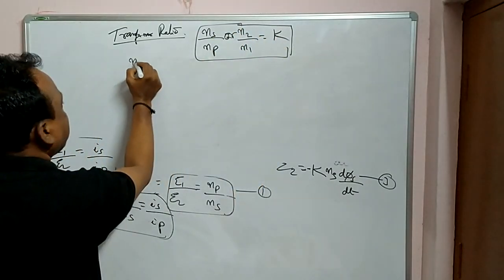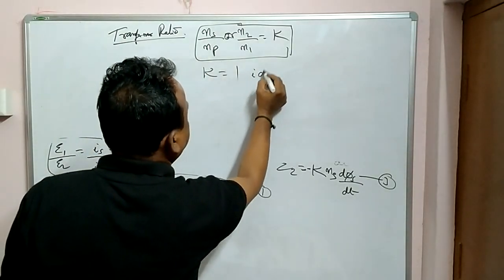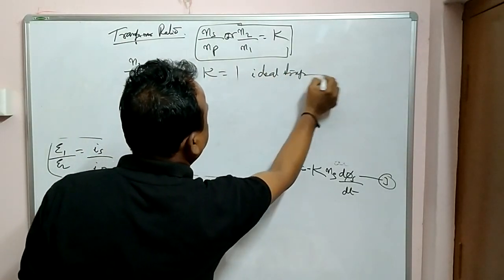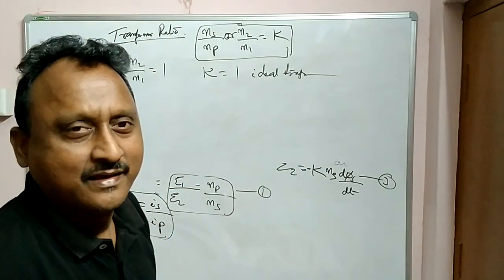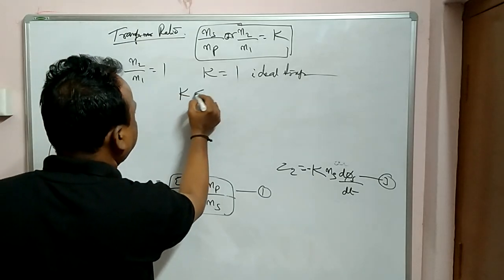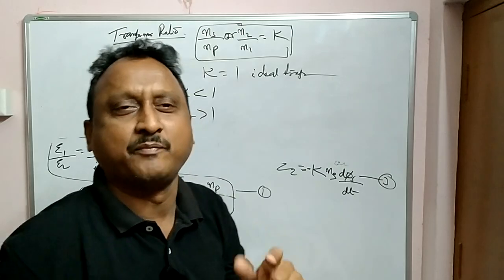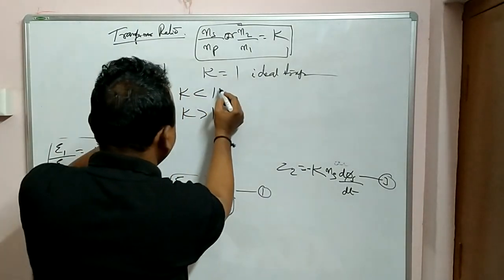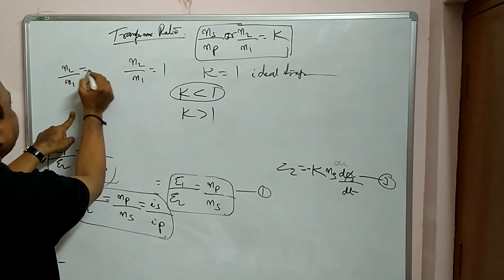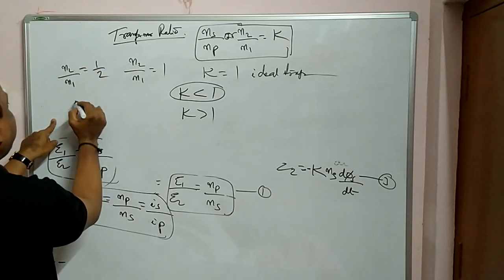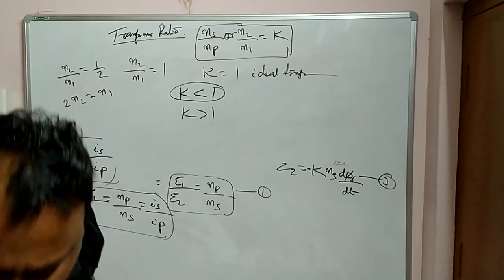Okay? Suppose if N2 by N1 is equal to 1, for an ideal transformer, we'll take K is equal to 1. Then N2 is equal to N1. Otherwise, if K value is less than 1 or greater than 1, you can tell that this transformer is step up or step down. For example, take K less than 1. For example, N2 by N1 is equal to half, then 2N2 is equal to N1. Careful, here the equation comes.